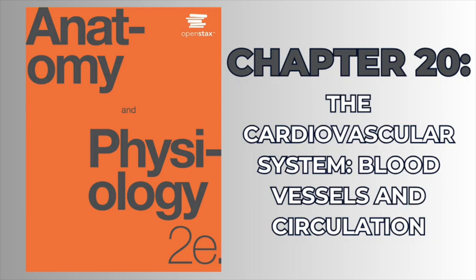The left panel shows the structure of a continuous capillary, the middle panel shows a fenestrated capillary, and the right panel shows a sinusoid capillary. Figure 20.5 shows the three major types of capillaries: continuous, fenestrated, and sinusoid. Fenestrated capillaries.